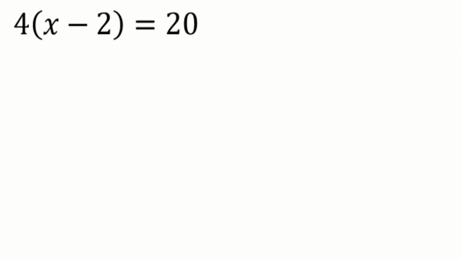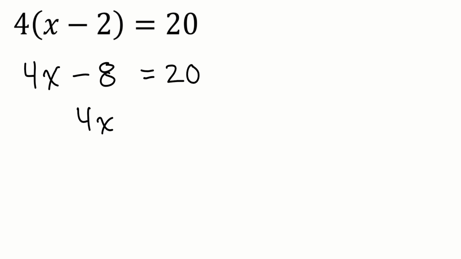In A, I am going to rewrite this using the distributive property. I am going to distribute this multiplication across the subtraction problem. So this is going to become 4 times x, and then 4 times negative 2, which is going to be negative 8. So 4 was multiplied by both the x and the negative 2 to give me 4x minus 8. The other side is just 20. I'm going to add 8 to both sides, which gives me that 4x is equal to 28.